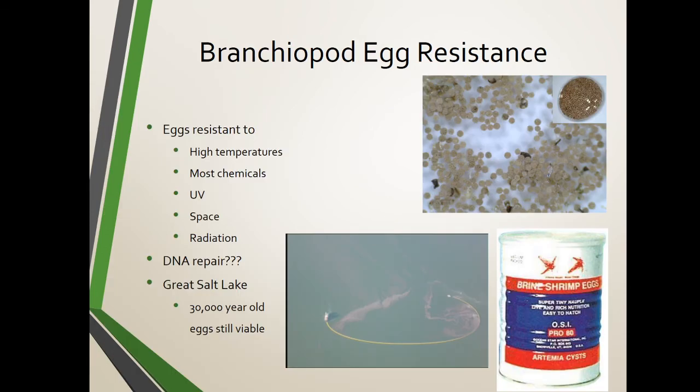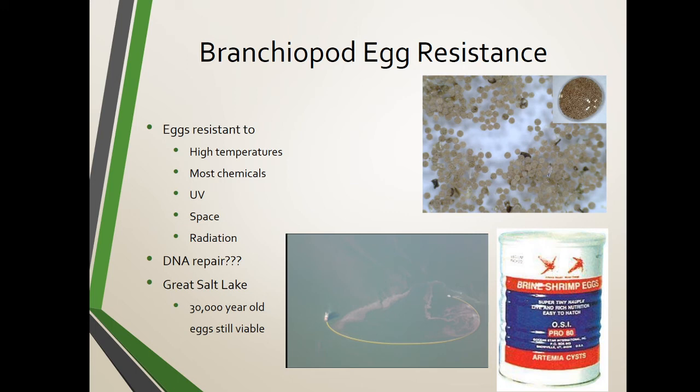These eggs for these branchiopods are amazing. They are extremely resistant to high temperatures and most chemicals. You can take them to space. You can shine UV radiation on them. And there's actually thought that there might be some DNA repair mechanisms at work in the eggs while they're dried out. You can take eggs from Great Salt Lake, dig way down deep in the sediments, and hatch them out. They're 30,000 years old, and the eggs will still be viable. They're crazy how resistant they are.